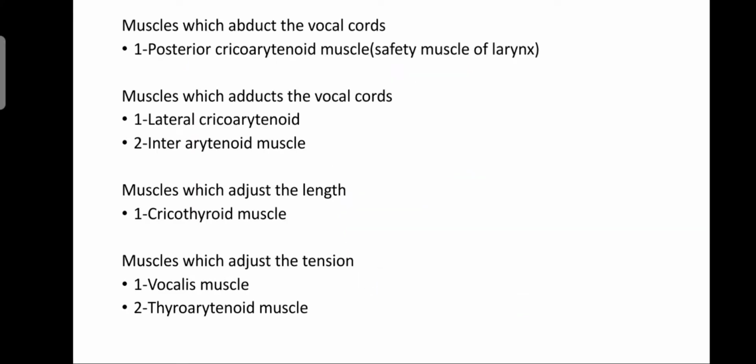Muscles which abduct the vocal cords: posterior cricoarytenoid muscle, which is also called the safety muscle of the larynx. Muscles which adduct the vocal cords: there are two muscles, lateral cricoarytenoid and interarytenoid muscle. Muscle which adjusts the length is cricothyroid muscle. Muscles which adjust the tension: there are two muscles, vocalis muscle and thyroarytenoid muscle.